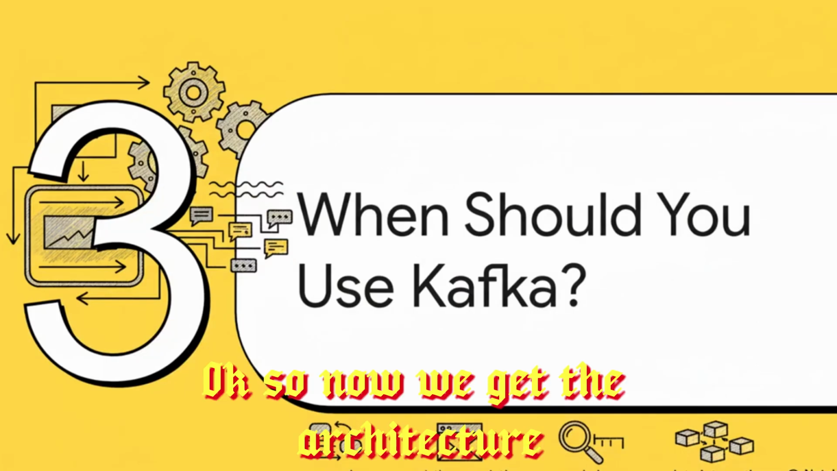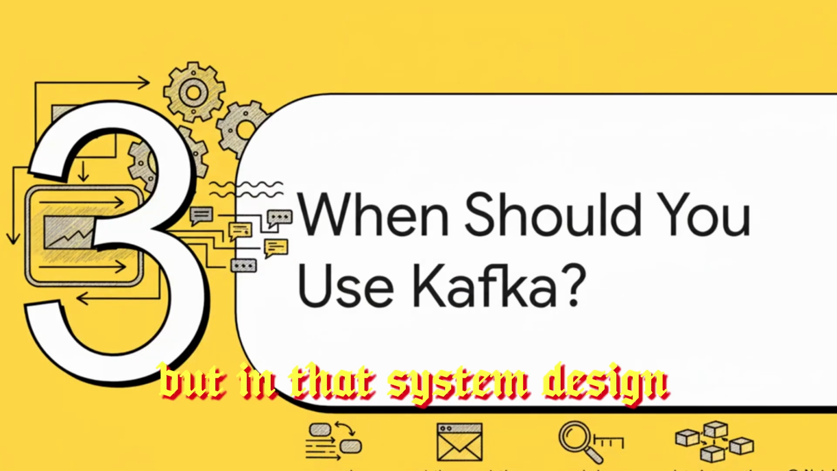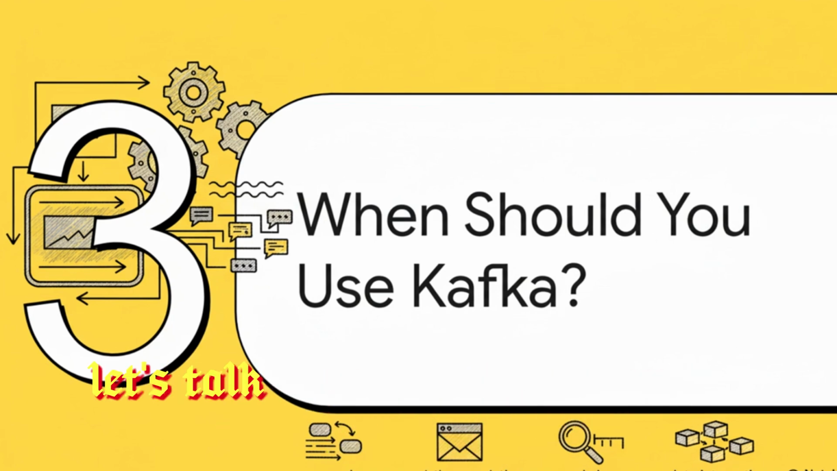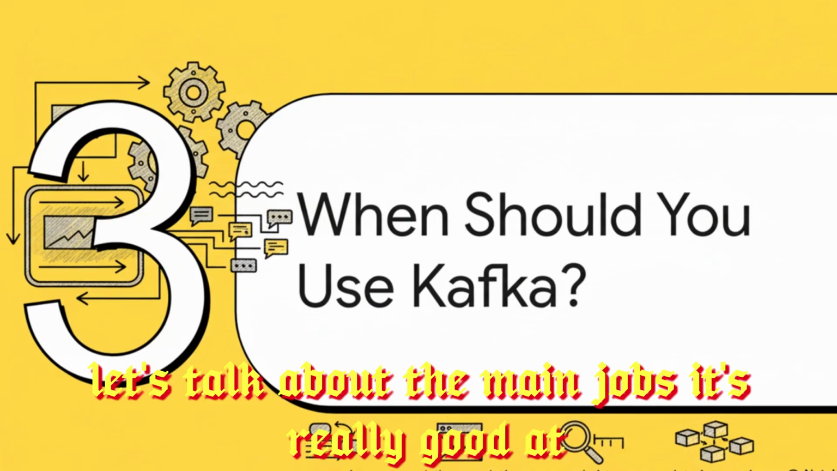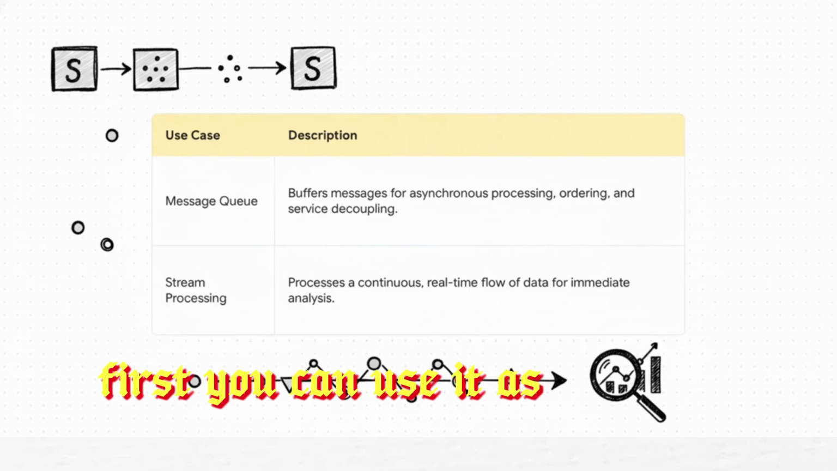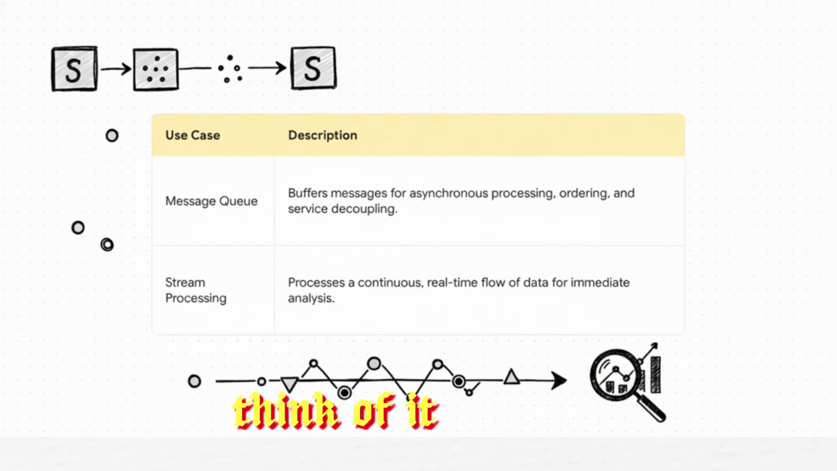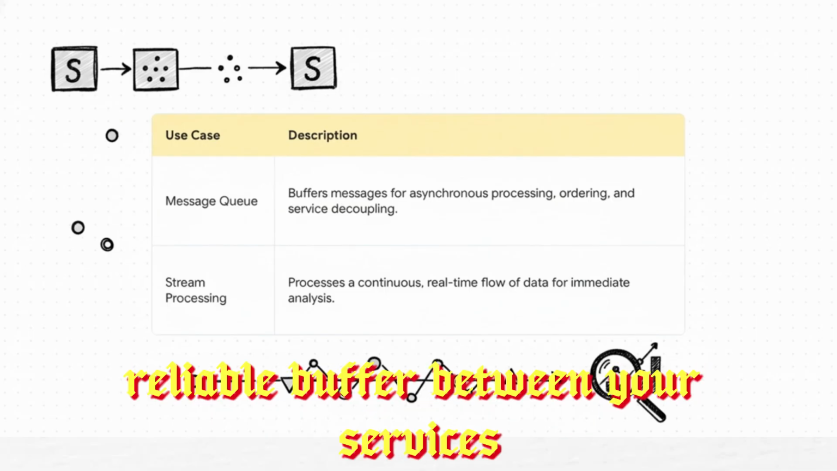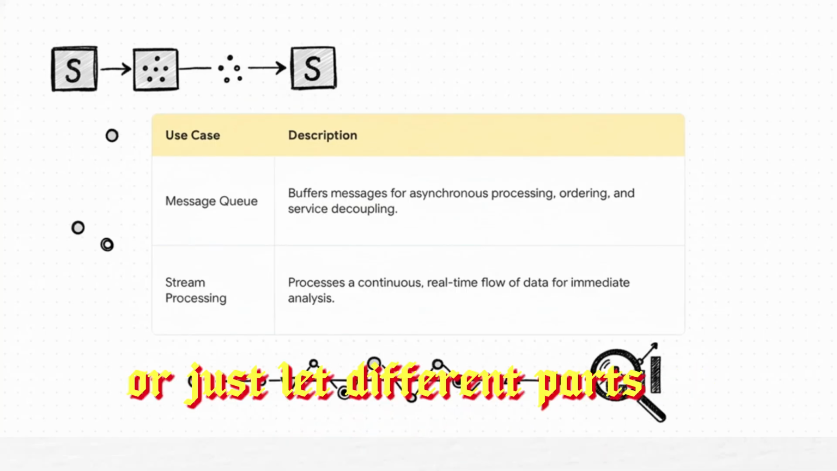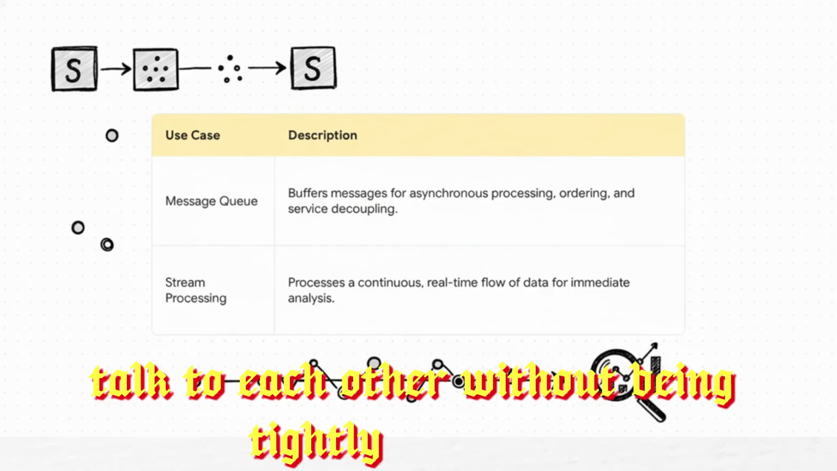Okay, so now we get the architecture. But in that system design interview, when's the right time to pull Kafka out of your tool belt? Let's talk about the main jobs it's really good at. Kafka really plays 2 major roles. First, you can use it as a classic message queue. Think of it as a big, reliable buffer between your services. It's perfect for when you want to do work in the background or just let different parts of your system talk to each other without being tightly connected.